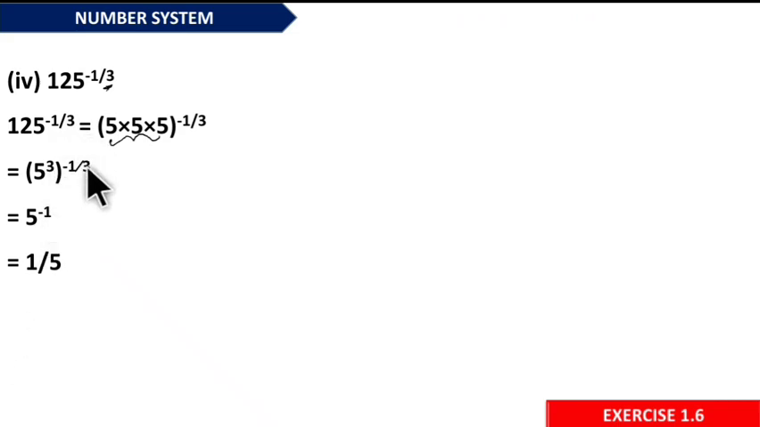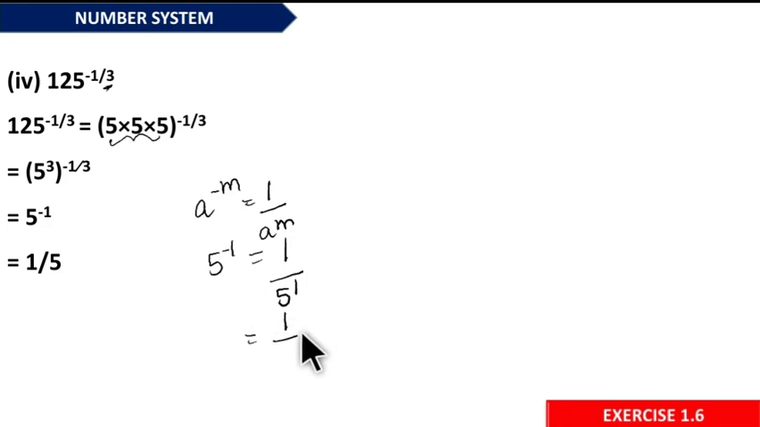Here the 3s get cancelled. We are remaining with 5 to the power minus 1. 5 to the power minus 1 we can write as 1/5. I told in one identity, a to the power minus m we can write as 1 divided by a to the power m. So you can write 5 to the power minus 1 as 1 divided by 5 to the power 1. That is 1 divided by 5 to the power 1, which is 5 only. So you can rewrite 5 to the power minus 1 as 1/5.